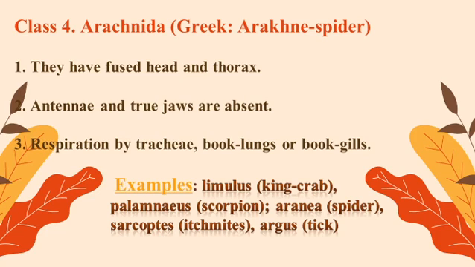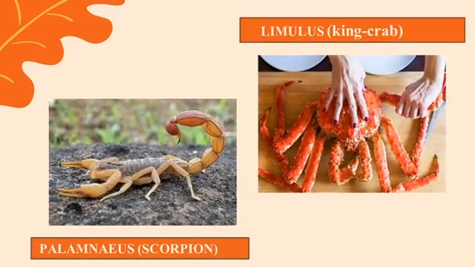Some examples: Limulus, king crab; Palamnaeus, scorpion; Aranea, spider; Sarcoptes, itch mites; Argas, tick. So these are the examples for the class Arachnida, animals of that phylum.